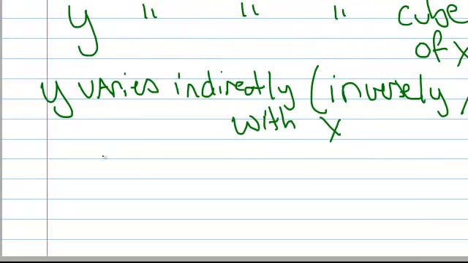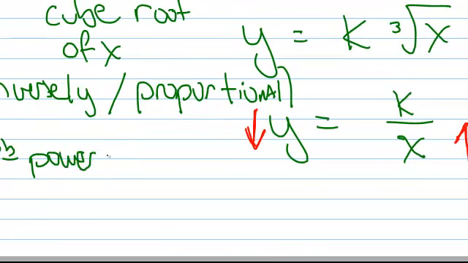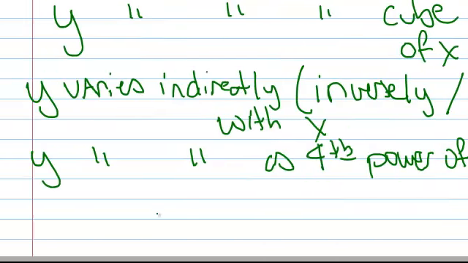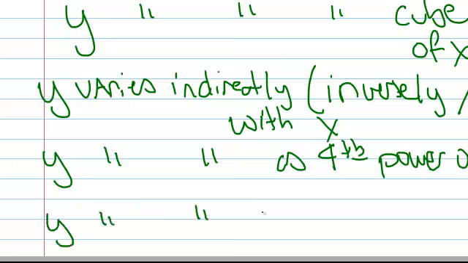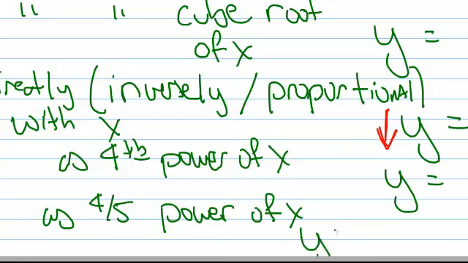Let's make up another example. So we're going to have y vary indirectly as the fourth power of x. And that equation would look like this. Y equals k over x to the fourth power. And let's squeeze one more in here. Y varies indirectly as the 4/5 power of x, and that would look like this. Y equals k over x to the 4/5 power. Okay, so that's all about how to decipher these wordings that you get with direct and indirect.